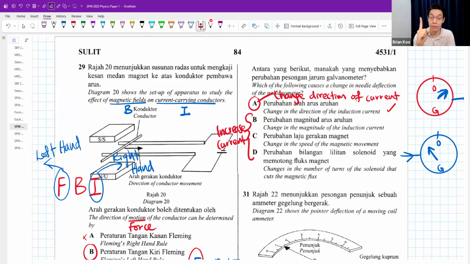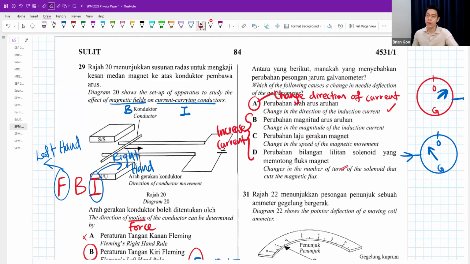Actually, this sentence is not so good, because when they say change in deflection, it can also mean deflect more or deflect less. So it can still be pointing in the same direction, maybe all pointing to the right side, but maybe pointing more or less. That also means change, right? But looking at all the other options, I believe it has to be A, because A is the only one that is changing the direction. The rest are all trying to increase the current. More current: you move the magnet faster, it will also cut more flux, more current also.